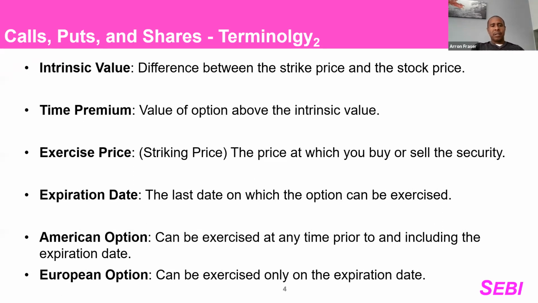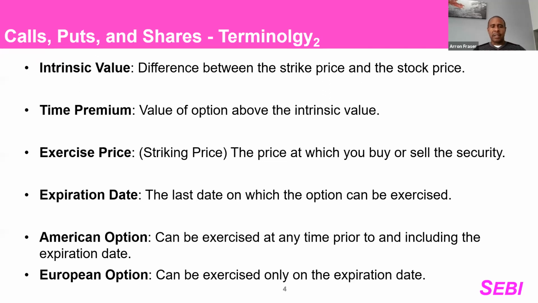The strike price, or the exercise price, is the price that you will buy that right for, and the stock price is the market price at that particular date when you transact that business. So the difference between those two prices is the intrinsic value. Then there's a time premium, which is the value of an option above the intrinsic value. There's an exercise price, or what we call a strike price. That's the price at which you buy or sell the security.